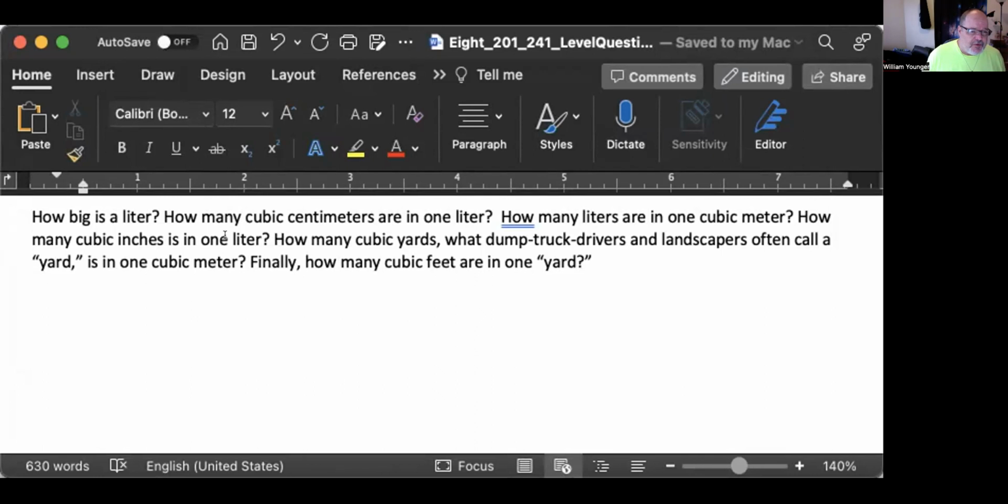How many cubic centimeters are in 1 liter? How many liters are in 1 cubic meter? How many cubic inches are in 1 liter? And how many cubic yards, what dump truck drivers and landscapers often call a yard, are in 1 cubic meter? And finally, how many cubic feet are in 1 yard? So that's what we're actually shooting for here. Let me stop sharing and give you a little intro to the liter.